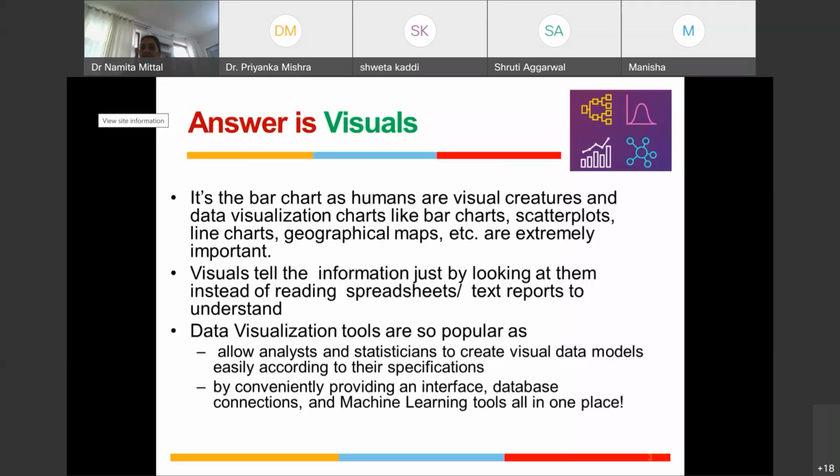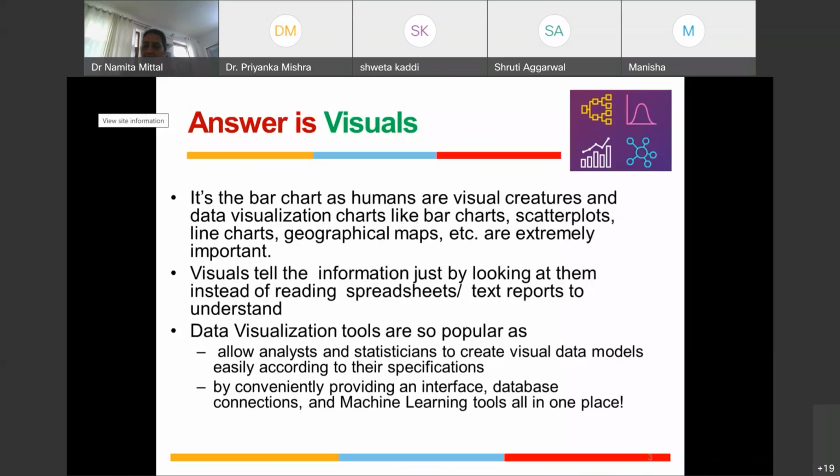Even which visual is good for this type of question is decided by the interface itself. I don't have to mention that I need a bar chart or a pie chart, nothing. So that's the magic of data visualization. We can have database connections, machine learning tools, lots of things that come together in one place, that is a dashboard we can see.